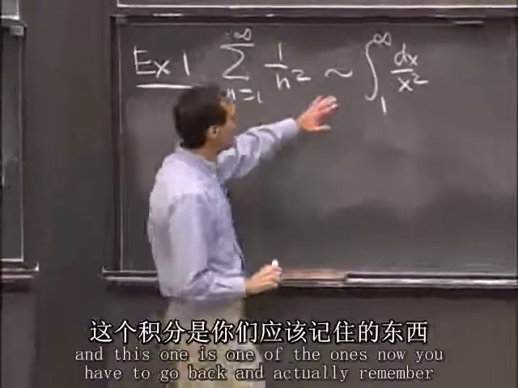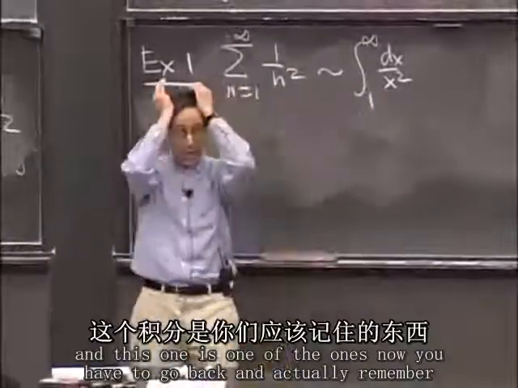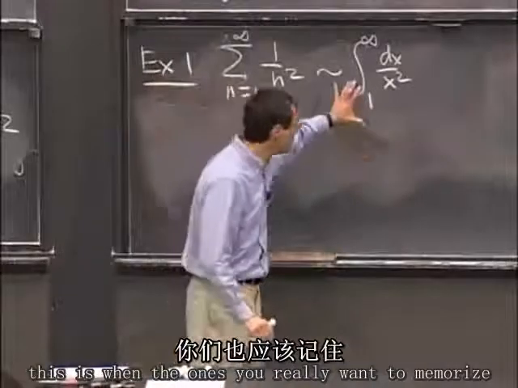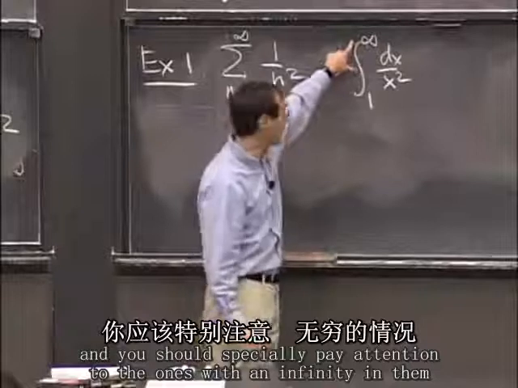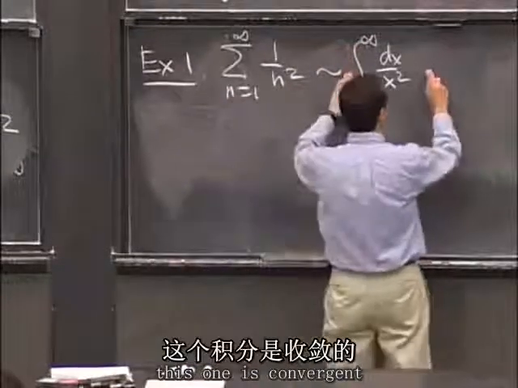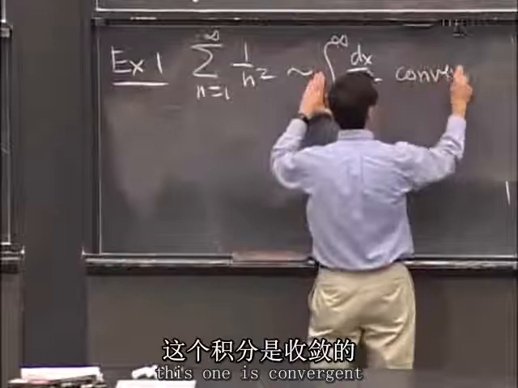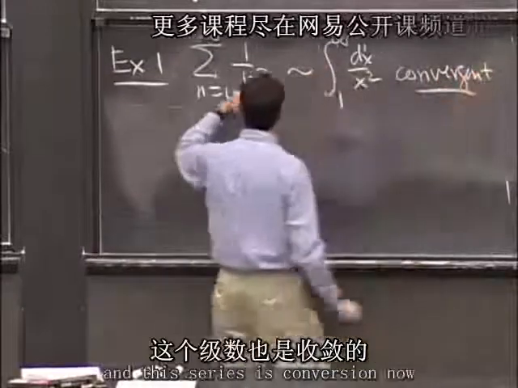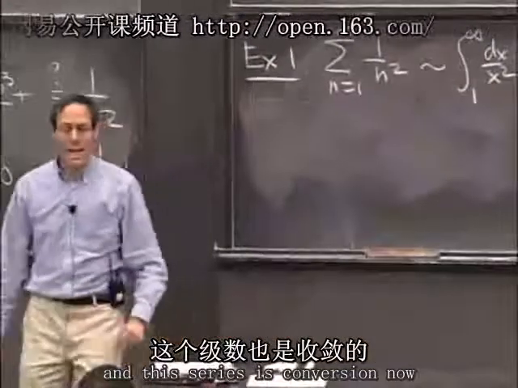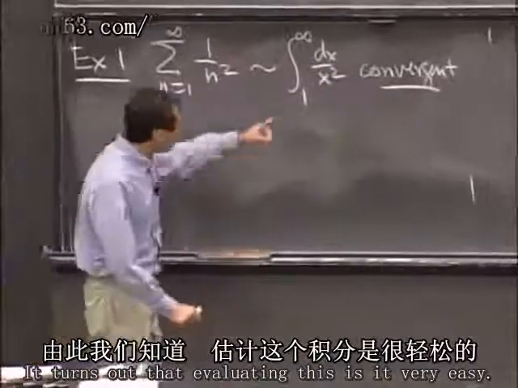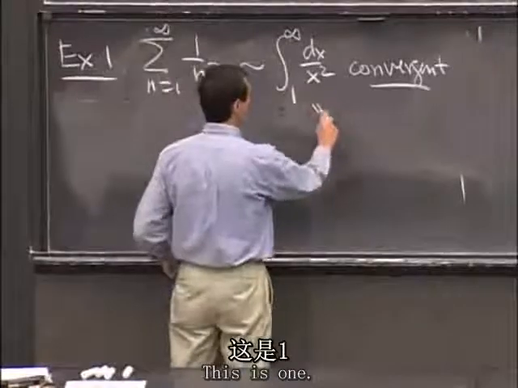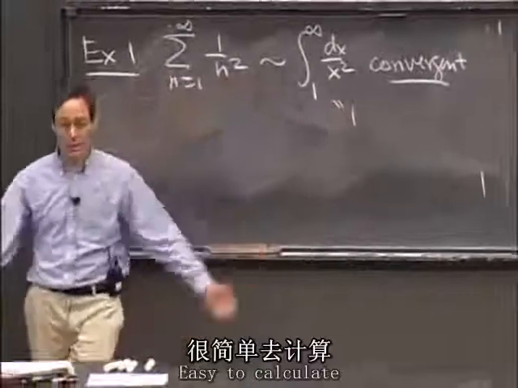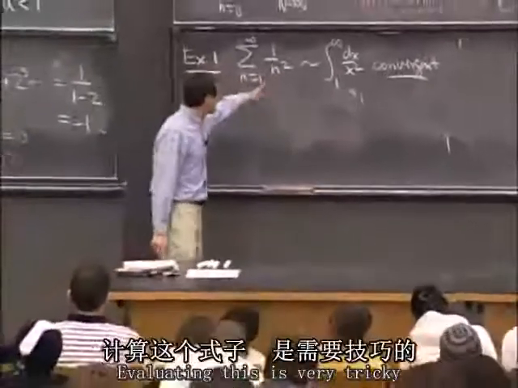And this one is one of the ones, so now you have to go back and actually remember, one of the ones you really want to memorize, and you should especially pay attention to the ones with an infinity in them. This one is convergent. And this series is convergent. Now, it turns out that evaluating this is very easy. This is 1. It's easy to calculate. Evaluating this is very tricky.